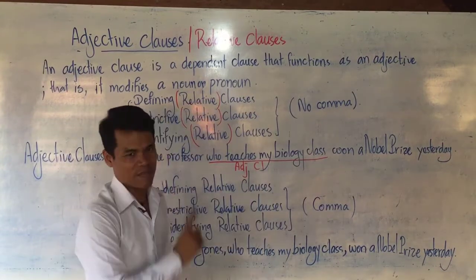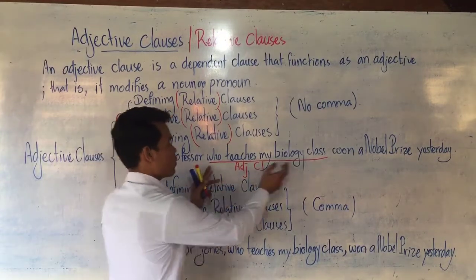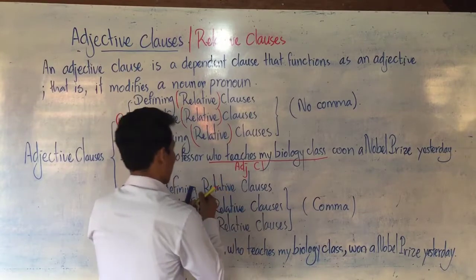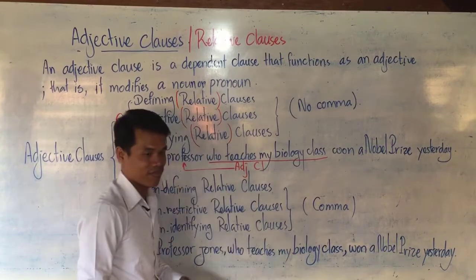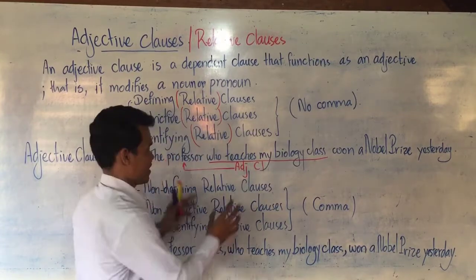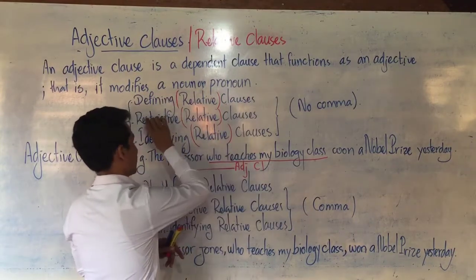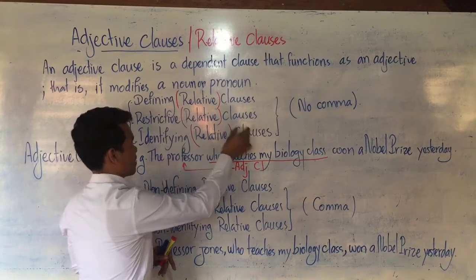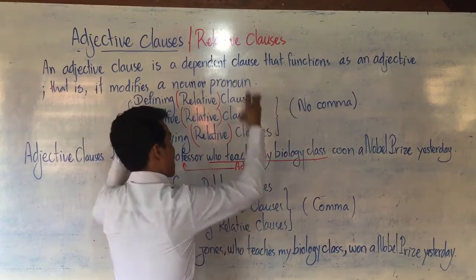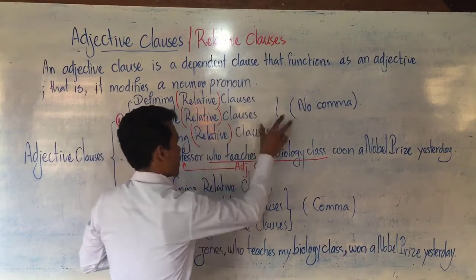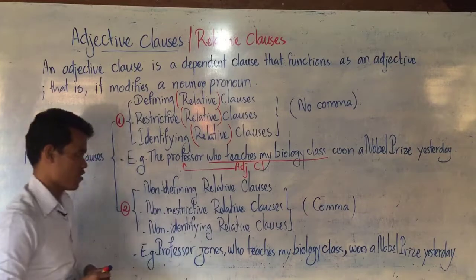So we say the professor who teaches my biology class. Here the information is really important. Do you understand this one, everyone? From who to class is the adjective clause. The adjective clause here modifies the noun professor. Which professor? The professor who teaches my biology class won a Nobel Prize yesterday. So these adjective clauses are called defining clauses or defining relative clauses, restrictive clauses or restrictive relative clauses, identifying relative clauses or identifying clauses. They are the same: these three names are only one adjective clause or relative clause. The adjective clause modifies the noun professor.